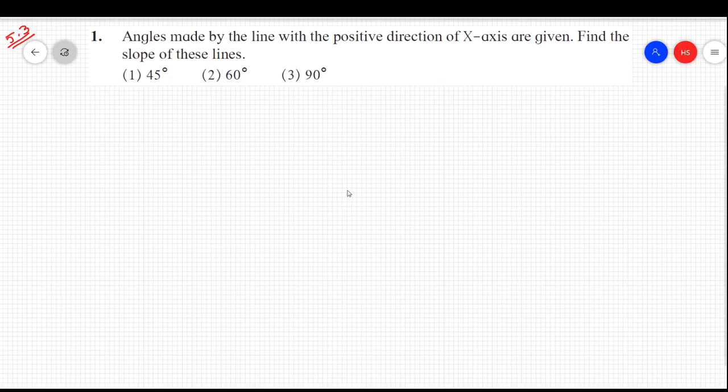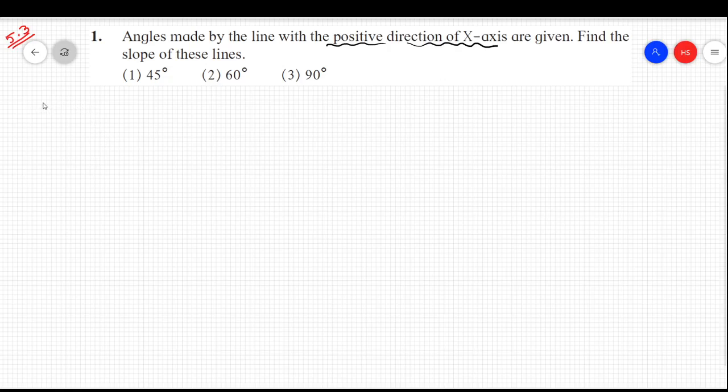Angles made by the line with the positive direction of x-axis are given. Find the slopes of these lines. First angle is 45 degrees, second is 60 degrees, and third is 90 degrees. So remember, angles with the positive direction of x-axis. That is the convention as I discussed in the lecture, right?